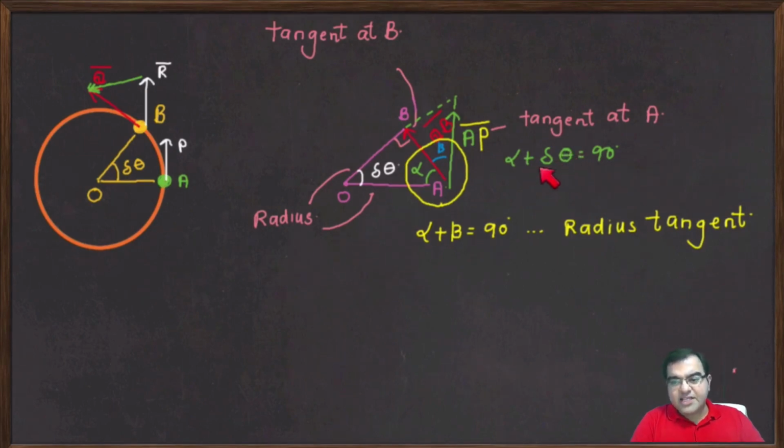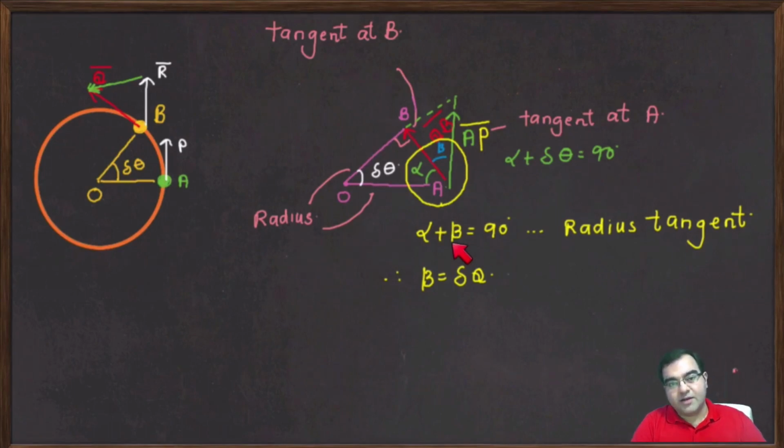Now, when you compare these two equations, the first equation says alpha plus delta theta is equal to 90 degrees. The second equation says alpha plus beta is equal to 90 degrees. So from this, obviously, can I say my beta is equal to my delta theta? Because this alpha can get cancelled, this 90 can get cancelled. So obviously, my delta theta will be equal to beta.